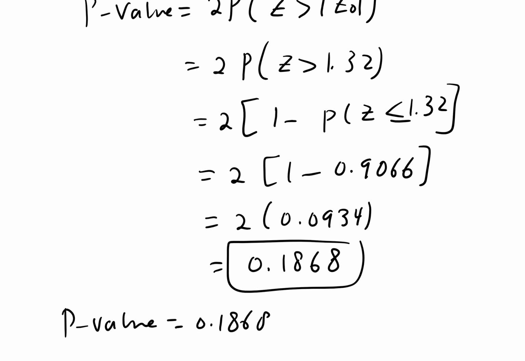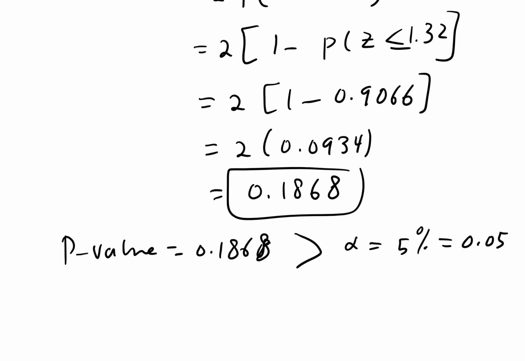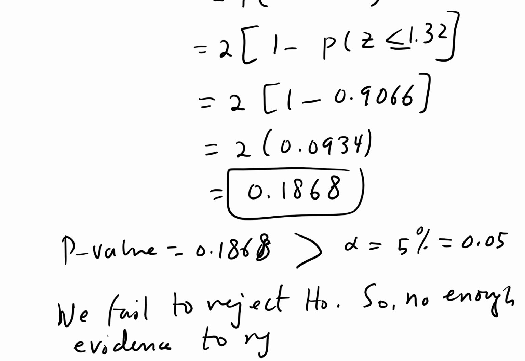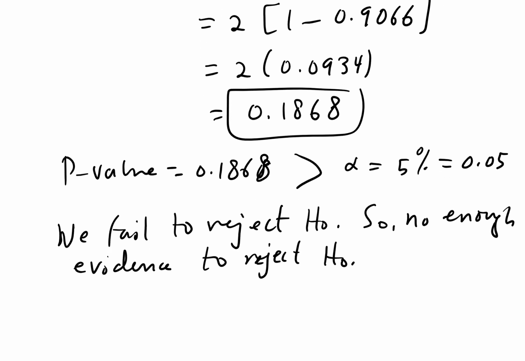Now we compare the p-value, 0.1868, to the level of significance alpha. Alpha was 5%, which is 0.05. So it's definitely bigger. Since the p-value is bigger than the level of significance, we fail to reject the null hypothesis. So there's not enough evidence to reject the null hypothesis.